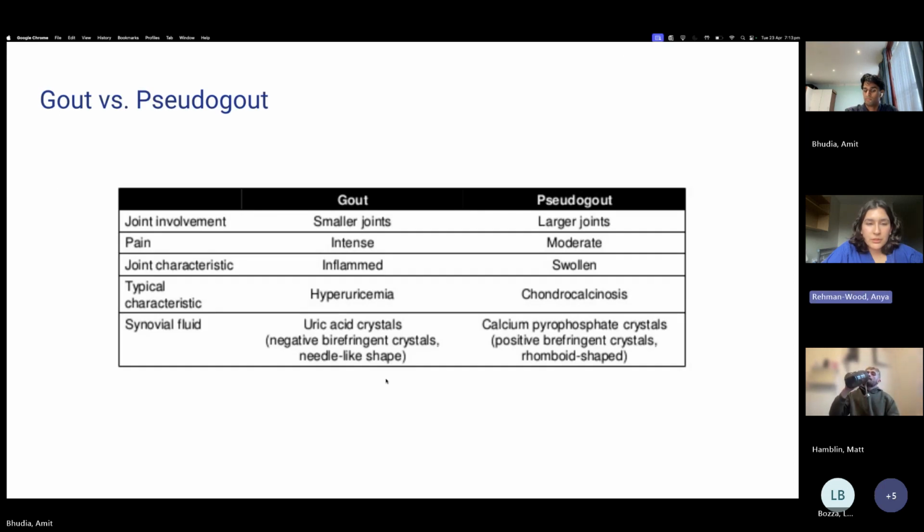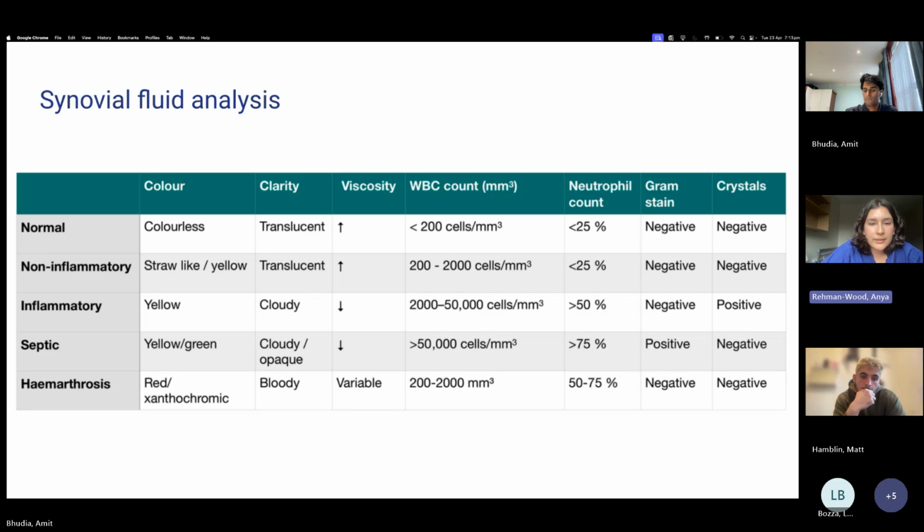This table is just showing you some of the differences between gout and pseudo-gout, which we've already touched on. It's worth looking up what chondrocalcinosis looks like on an X-ray because that can come up in exams. It's the main thing that's going to lead you towards pseudo-gout. You get these little white blobs in the cartilage. It's like calcification in the cartilage. And that's because of calcium pyrophosphate.